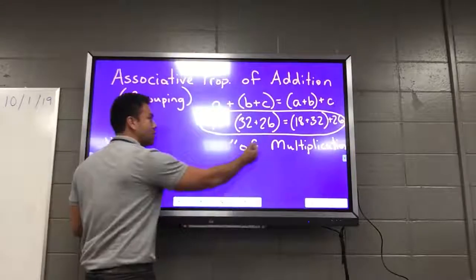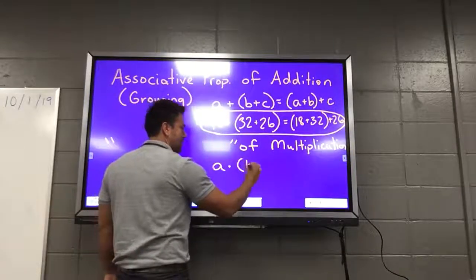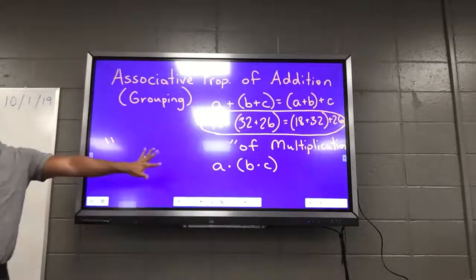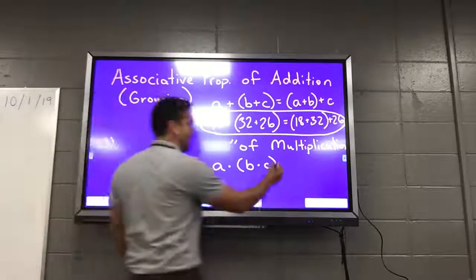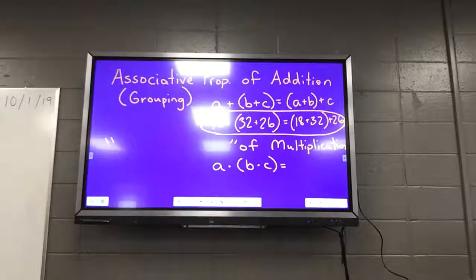I'm just going to give you multiplication, like this: A times B times C. Does anyone know how I would rewrite it using the associative property? So this is a good thing to do too. How would I rewrite it? Well, first write it the first time. And then Ben, how would I rewrite this using the associative property of multiplication?